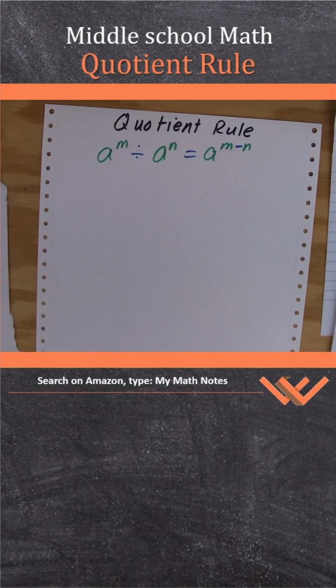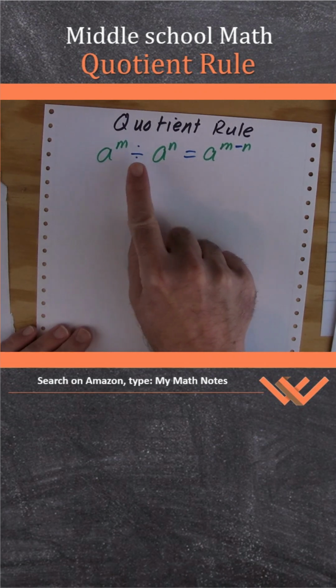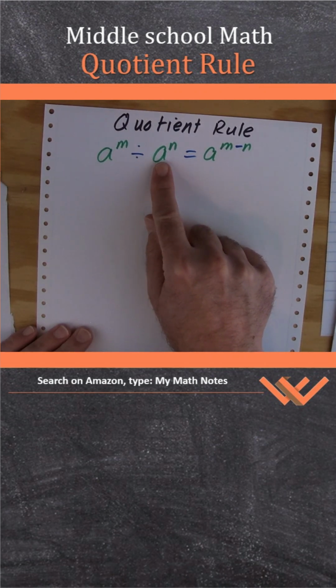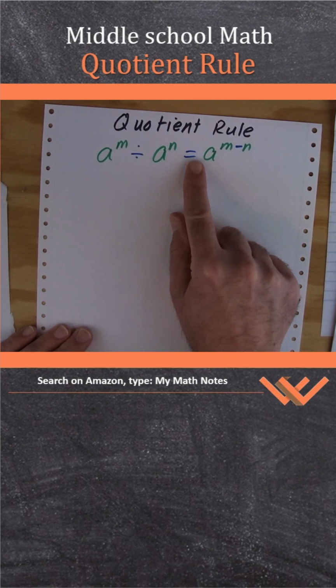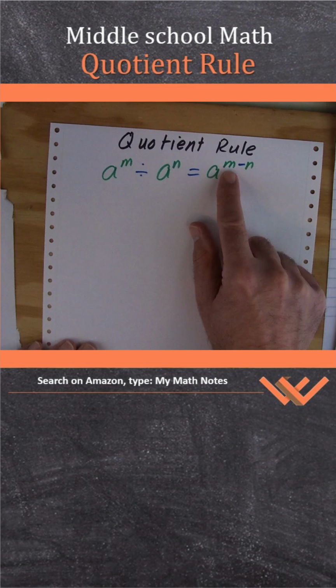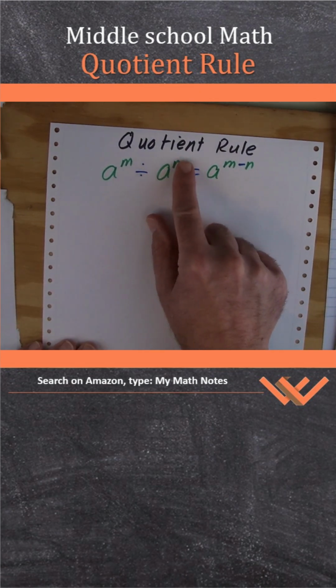All right, everybody. Let's take a look at the quotient rule. It's very similar because I have this base divided by this base. And I have an exponent here that's different than this one here, and it equals that same base, but I subtract the exponents. The first one is subtracted by the second one.